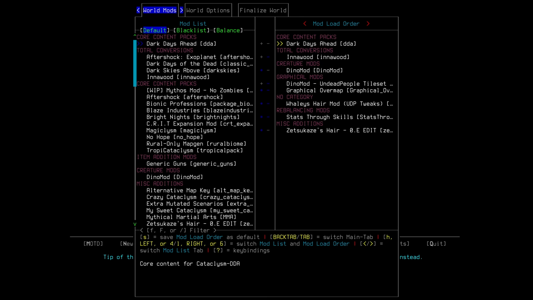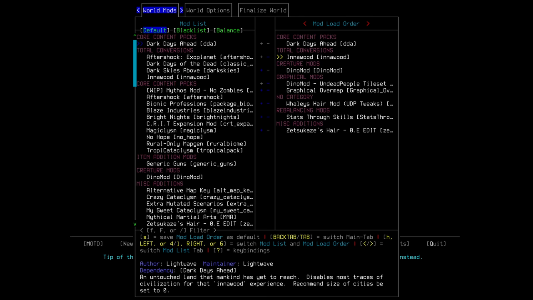So of course we have the Cataclysm core pack, the total conversion that we are using for this, and the one that gives us the name of the series is Innawood. Innawood has been around for a fair while. I haven't had a chance to really touch it though, but as we can see, we find ourselves in an untouched land that mankind is yet to reach. This disables most traces of civilization for that Innawood experience. And it does recommend us having the size of cities set to 0, an important thing for this challenge going forwards.